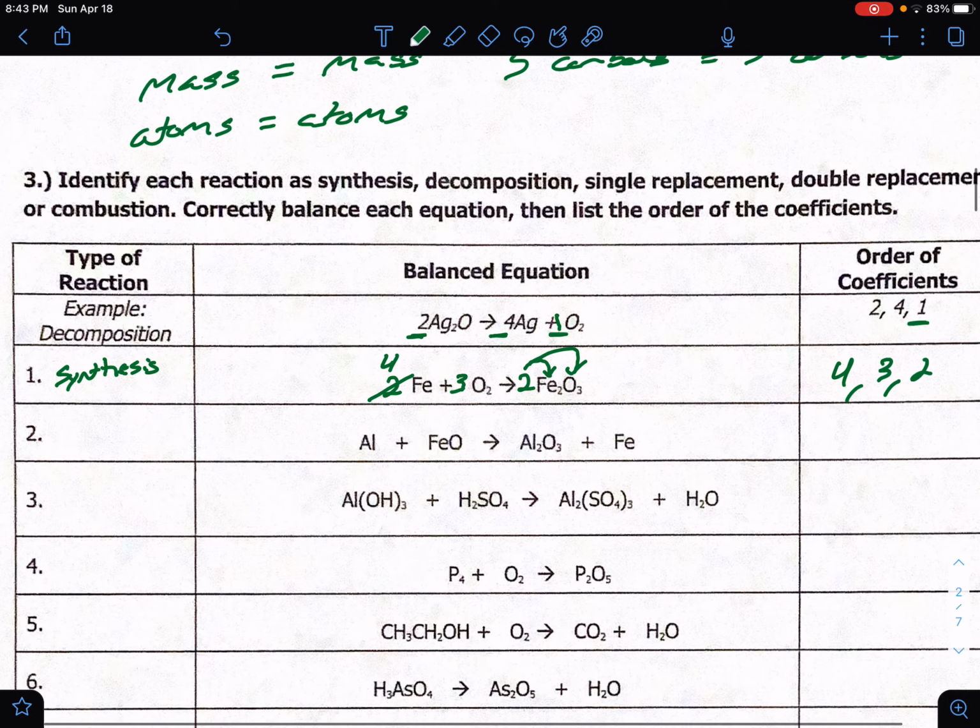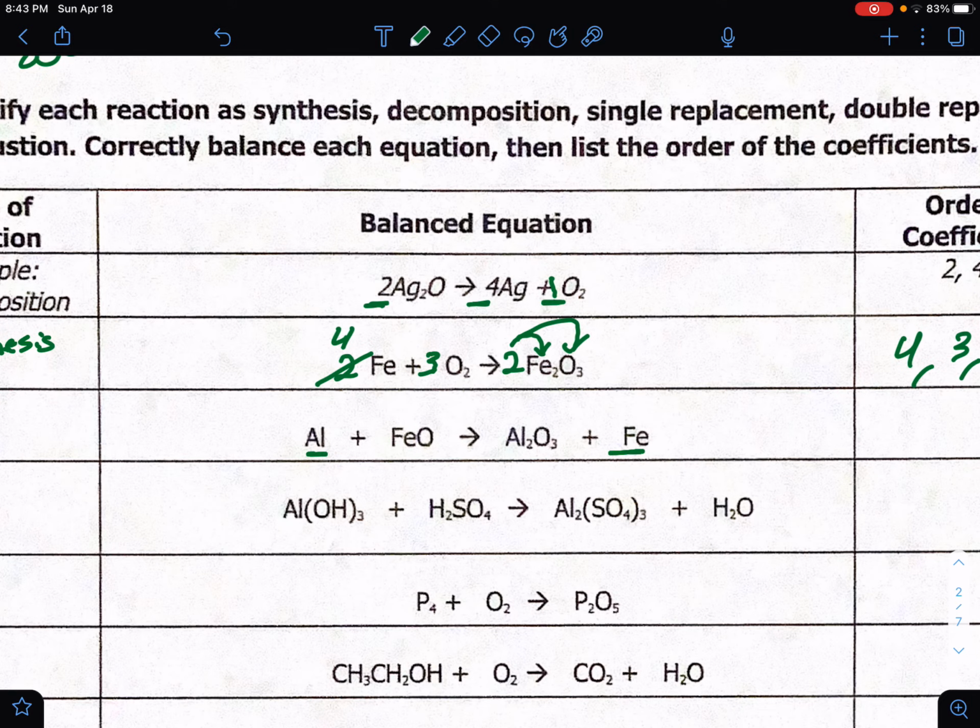Okay, so I have a single element right here, and it replaced that iron, and now iron's off by itself. So this is the single replacement. Okay, so I'm going to see how many I got. I've got 1 aluminum on the left, 2 aluminums on the right.